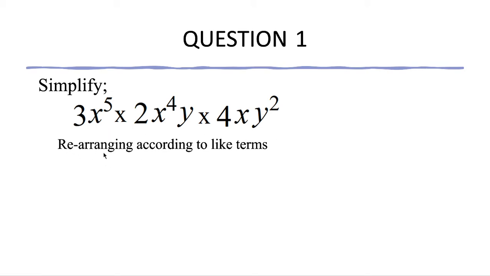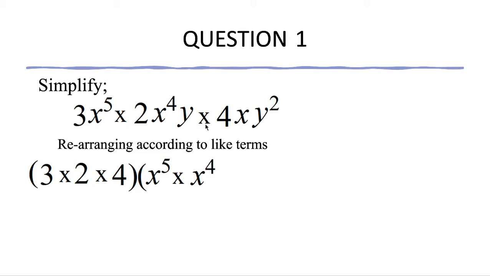So we are rearranging according to like terms, which is 3 times 2 times 4. That's the first thing you do. The next thing we do is to bring the x together, x^5 times x^4 times x. Then the last thing we do is to bring out the y. So we have y times y^2. So next step is to multiply this. 3 times 2 is 6. 6 times 4 is 24.